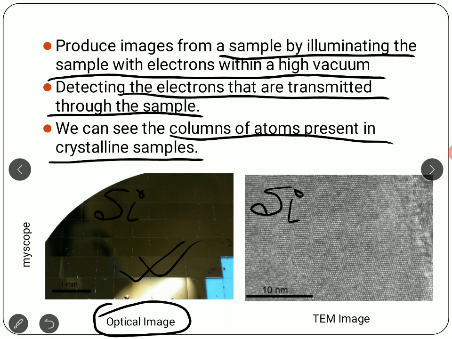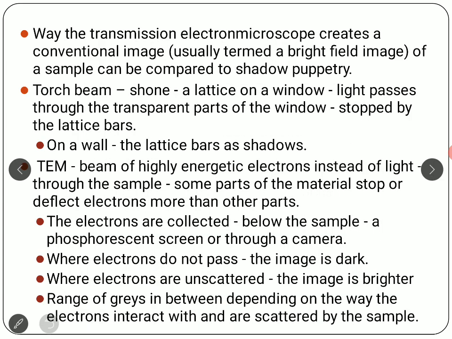The dark region might be the region where the electrons could not pass through the sample, and the light regions are the regions where the electrons are able to pass. In between there is a gray region where the diffraction pattern can also be observed.